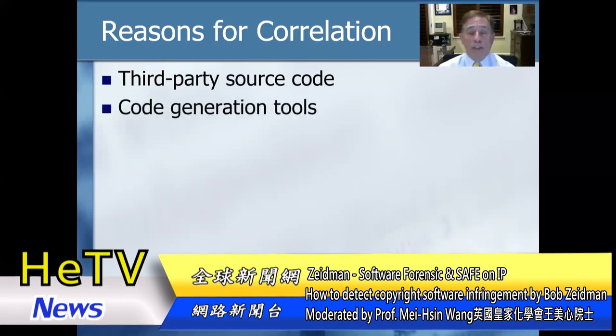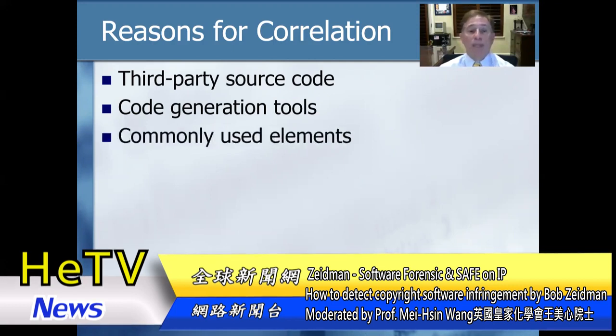There are also code generation tools. So if two parties are using the same code generation tools, there would be correlation between the two parties' code even though there had been no copying. There are commonly used elements. Certain words, certain identifiers, certain function names, certain English language words or other language words would typically be found within source code, and yet they would not be signs of copying.